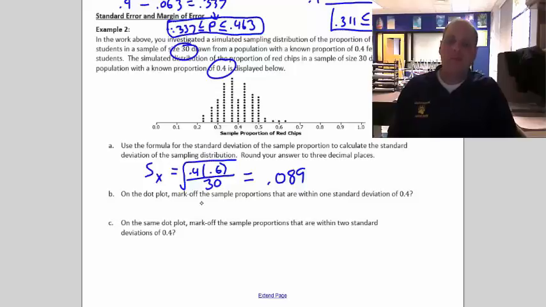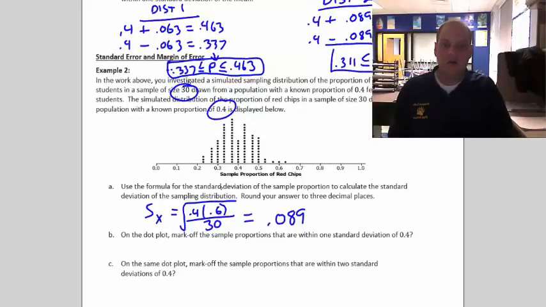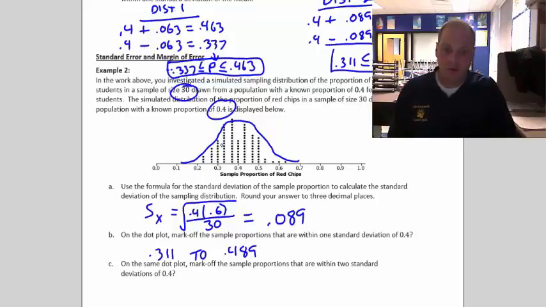On the dot plot, mark off the sample proportions that are within one standard deviation of 0.4. So we already know those two, right? We just did those. It's 0.311 to 0.489. So let's first draw our normal curve here over the dot plot. Where is 0.311? Right about here. 0.311 right about there, and 0.489 right about there. And that right there is within one standard deviation of the mean.